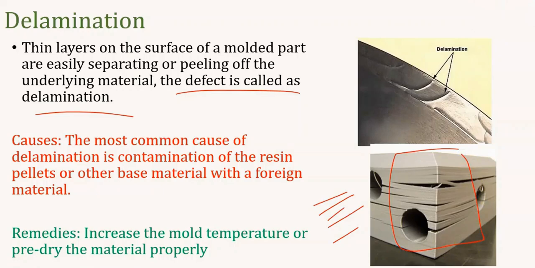The most common cause of delamination is contamination of the resin pellets or other base material with a foreign material. So any contamination or foreign particles in the base material prevent proper bonding. If the bonding happens properly, we get a proper part. If we don't have proper bonding, it leads to delamination and peeling. So increase the mold temperature or pre-dry the material properly, and we can reduce this delamination.